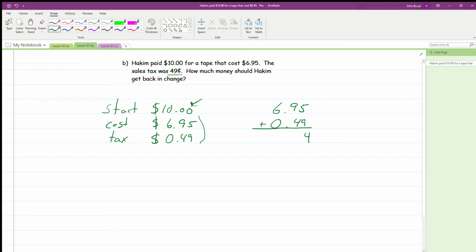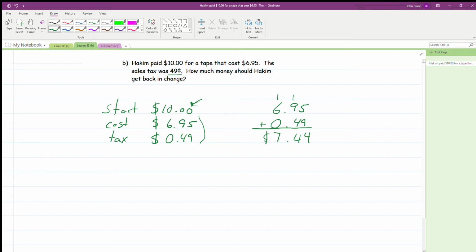10 pennies is the same as a dime, so we're going to carry that to the dimes column. And then 9 dimes plus 1 dime is 10 dimes, and 4 more dimes is 14 dimes. 4 of those dimes we'll keep here. And we'll carry 10 of those dimes to the dollar column, because 10 dimes is a dollar. We're going to put our decimal place. Keep that decimal there. And then we're going to add our dollars. So we've got $6 plus $1 is $7.44 is how much he spent.